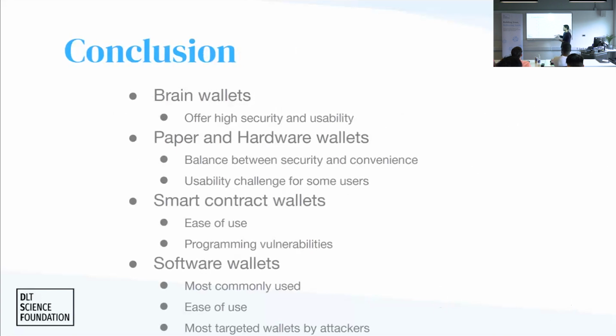And then smart contracts are very easy to use, and very cool to use because we don't need to carry anything. We just have the smart contract anywhere we go. But the programming capacity of the smart contract depends heavily on the security. As well as software wallets are most commonly used, as we all use smartphones and desktop wallets. We just log in through the web and then we get the wallet.